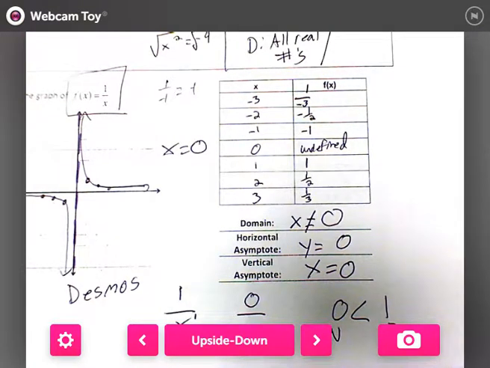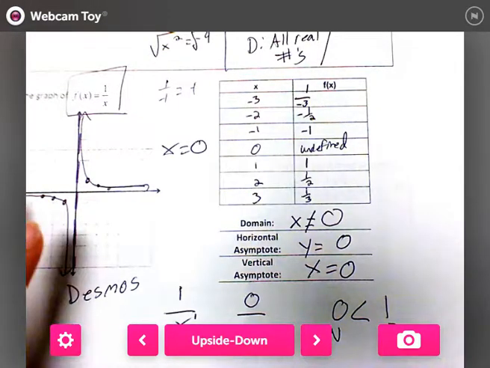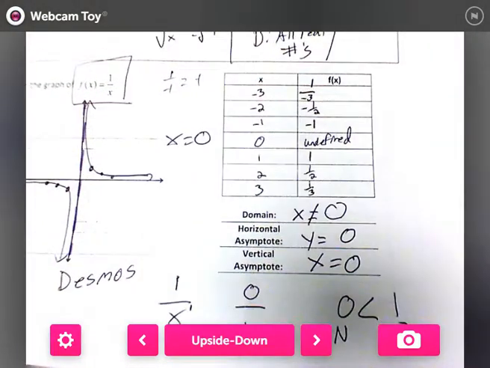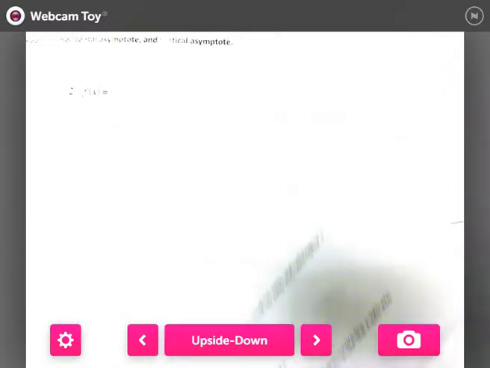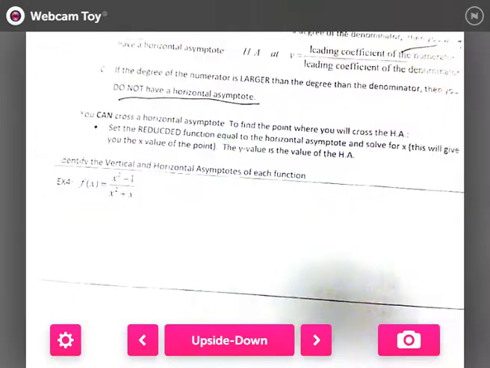Okay, I know we don't have a lot of time, but I do want to go over one more because you're going to have to do this for your homework tonight, and I want to make sure you got it. Okay, so let's flip it over. We're going to do the last example right here.